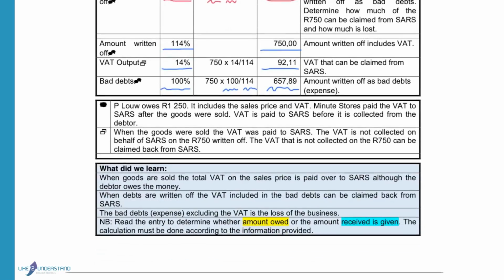What did we learn today? When goods are sold, VAT is collected on behalf of SARS on the sales price. This money is paid over to SARS immediately, although the debtor still owes this money. When the debts are written off, because you're not getting the money from them, it means that the VAT included in these bad debts can be claimed back from SARS, so VAT will be debited to show that there's an asset. The bad debts account, the expense for the business that will reduce their profits, will never include that.